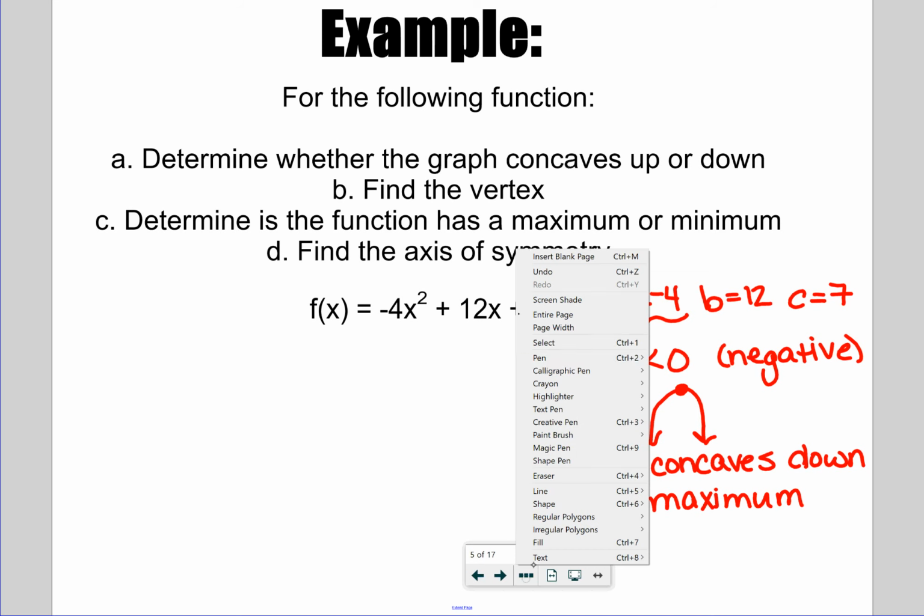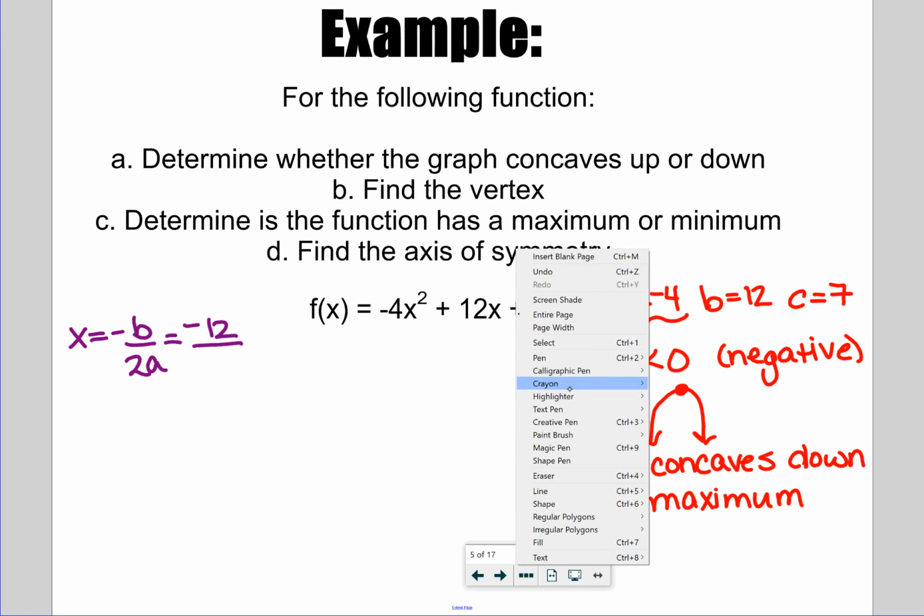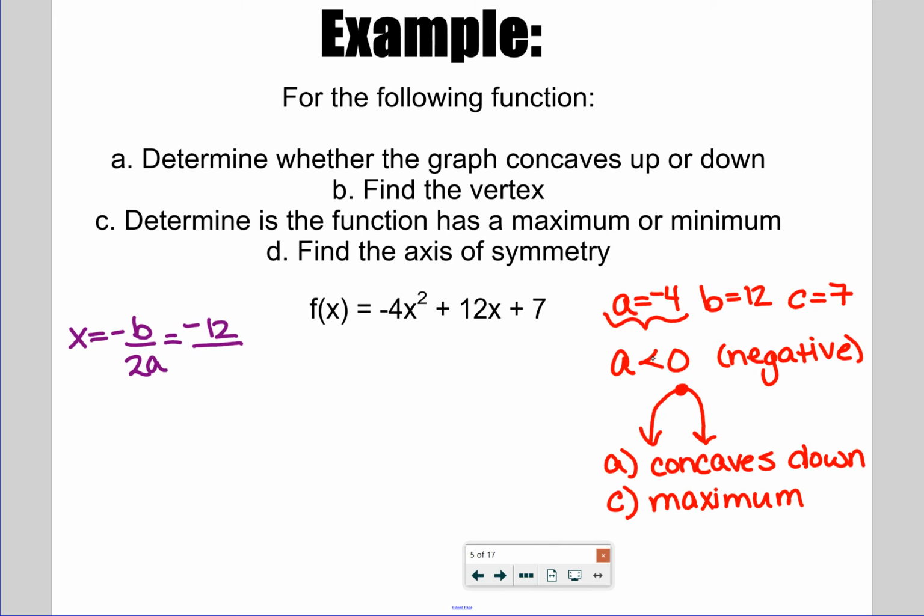The next thing I would do in this problem is find the axis of symmetry. Negative b over 2a, or the opposite of b over 2a. The opposite of b is a negative 12. 2 times a, oops, almost wrote 4 there. Try that again. 2 times negative 4. So I have a negative 12 over a negative 8, which will give me positive 3/2, or you could just say 1.5 there.